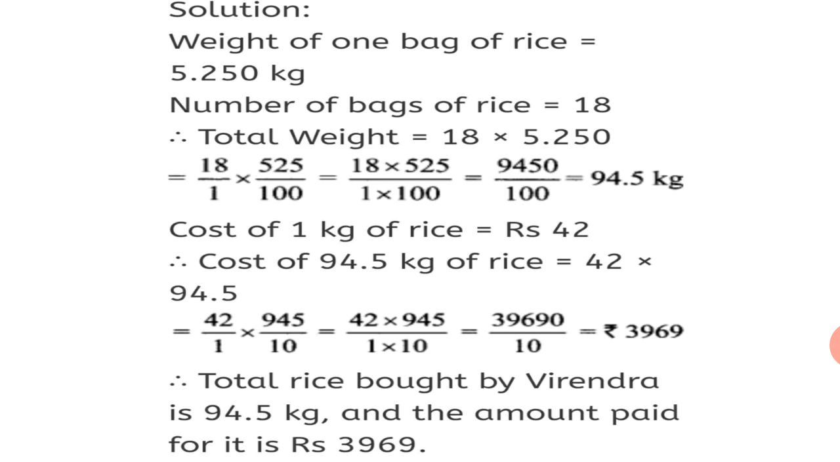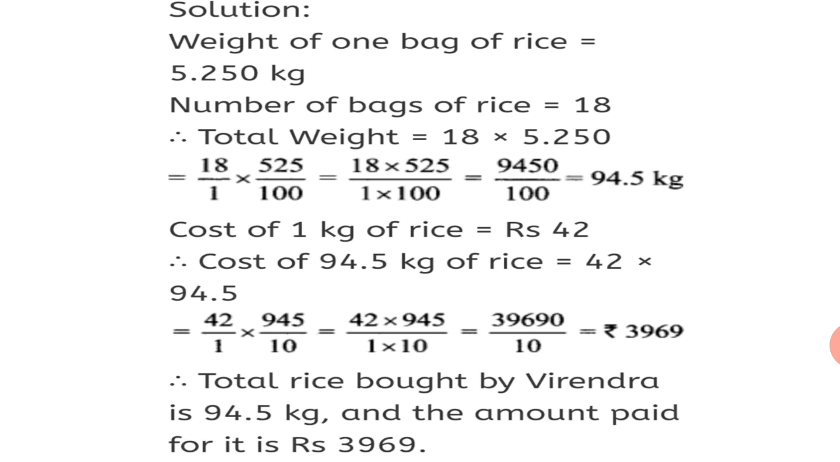3969. Okay, simply, the 0 you can cancel when you have 39690 upon 10. The 10 gets cancelled in the numerator, the 10 gets cancelled in the denominator, and you get the answer 3969. Okay, a very simple sum. So in a fraction, when there is a 0 in the numerator and the denominator, at that time you can cancel the 10 and then write the final answer. Hope this sum is clear.